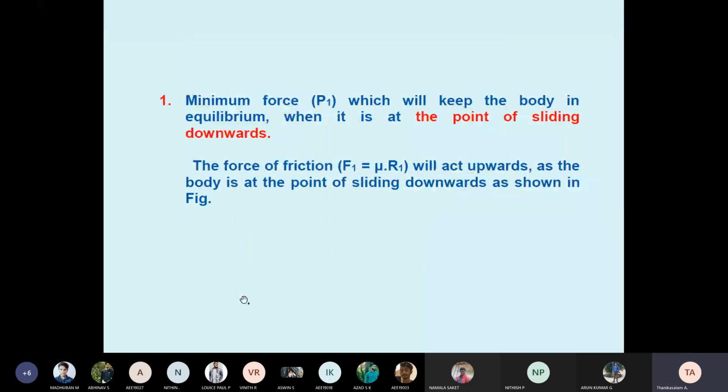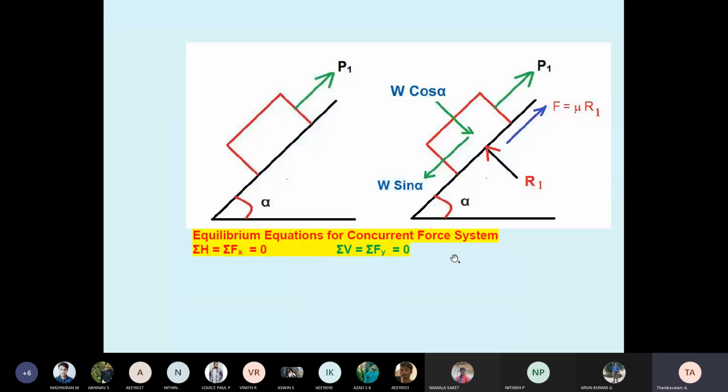Minimum force P1, which will keep the body in equilibrium when it is at the point of sliding downwards. Students, I highlighted the point of sliding downwards. The block is sliding downwards. That means what? The block is moving downward, so the friction is upward. See here, the friction is upward. This is the given condition. The block is moving downward, the friction is upward.